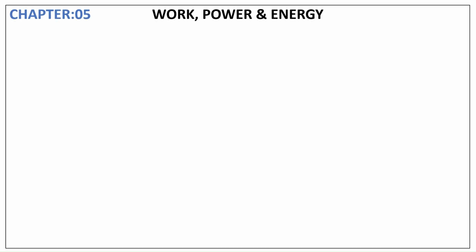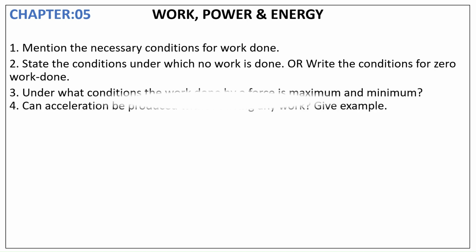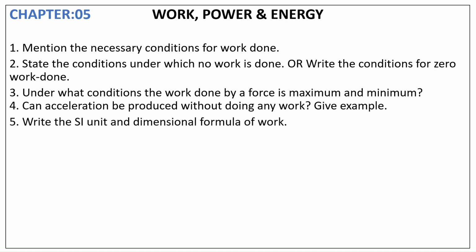Chapter 5. Work, power and energy. 1. Mention the necessary conditions for work done. 2. State the conditions under which no work is done. Or write the conditions for zero work done. 3. Under what conditions the work done by a force is maximum and minimum. 4. Can acceleration be produced without doing any work? Give example. 5. Write the SI unit and dimensional formula of work.